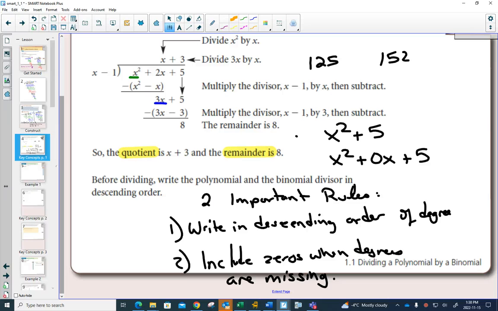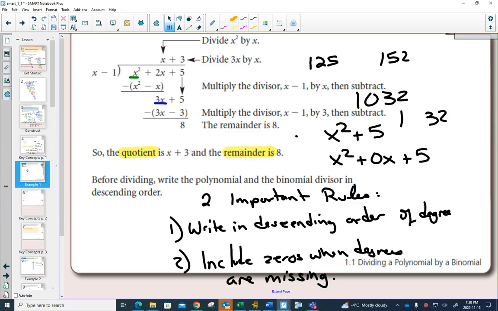You never forget zeros in numbers, right? If you have 1,032, you have to write that 0 in there. It doesn't mean the same thing if you just leave it blank or don't write the 0. So in numbers, we don't have to worry about these things because we do it naturally. But in algebra, in order for long division to work, we need to make sure the order is right and you have zeros when things are missing.